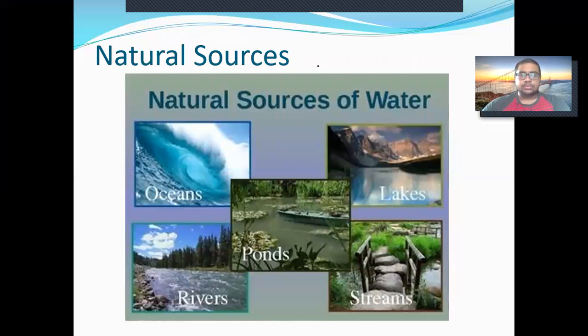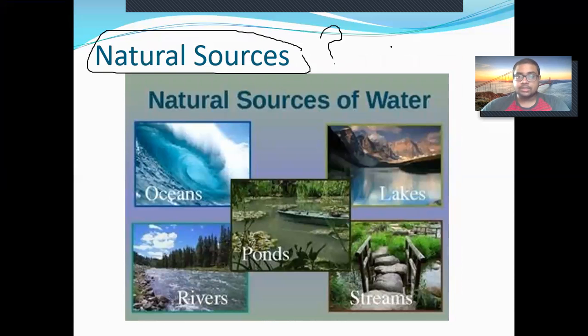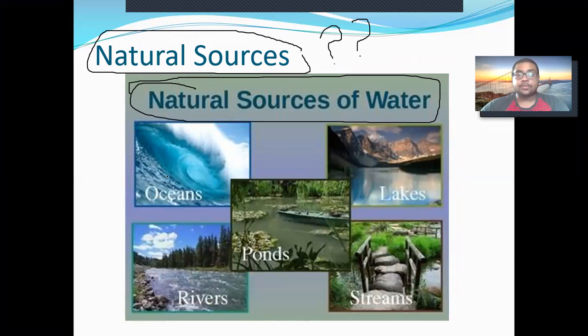So, natural resources of water. Where do we get water from? Where is water produced? This is the question that we will get the answer to right now. So, some natural resources of water. Where do we find water? We find water in oceans, lakes, ponds, rivers, and streams.